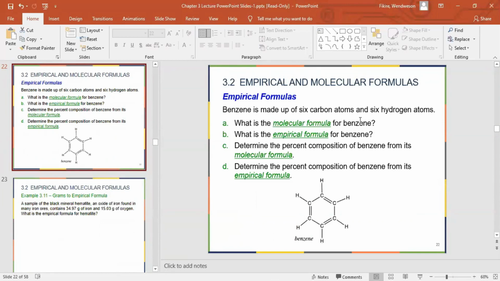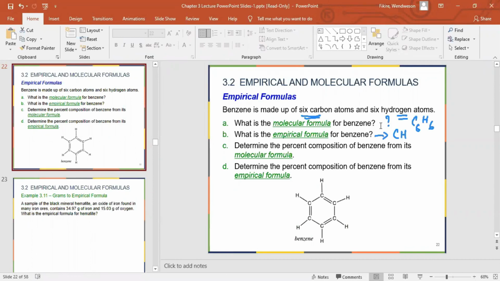Benzene is made up of 6 carbon atoms and 6 hydrogen atoms. What is the molecular formula of benzene? Can somebody give me the answer? C6H6. What is the empirical formula for benzene? CH. Very good.